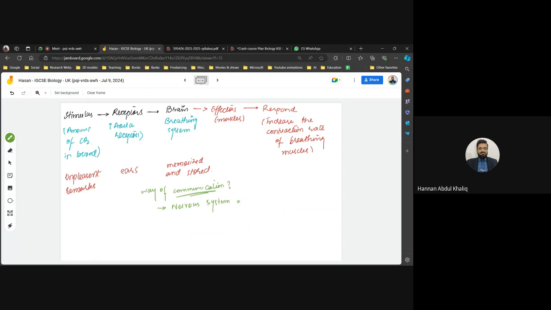The nervous system includes nerves. What are nerves? Nerves are basically bundles of neurons. These are just like a collection of small pieces of wires. So those bundles of neurons are called nerves.